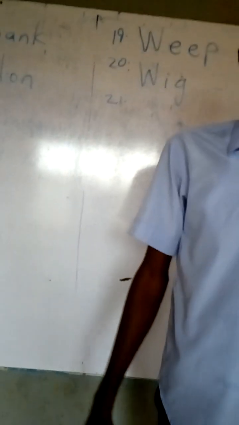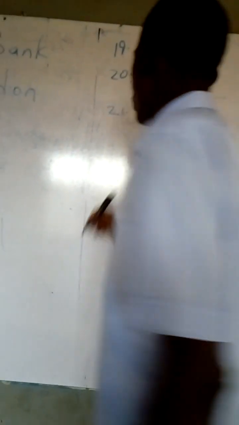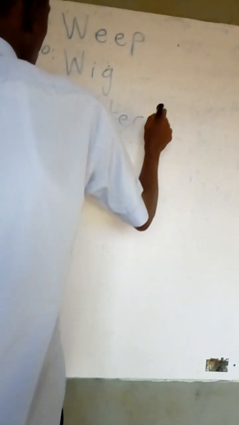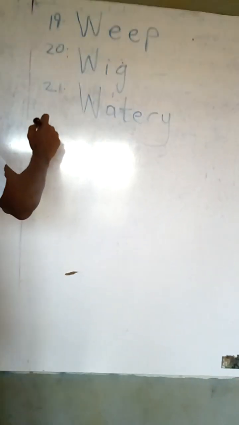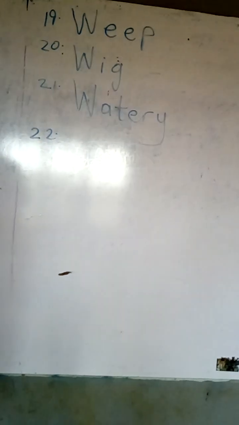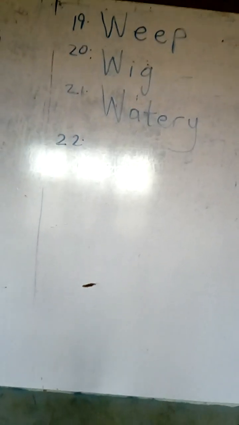The next one is watery. Spell watery. Watery. W-A-T-E-R-Y. Very good. Watery. This is how to spell watery. W-A-T-E-R-Y. Now, the next word is weldy.